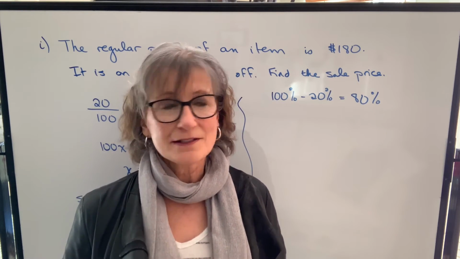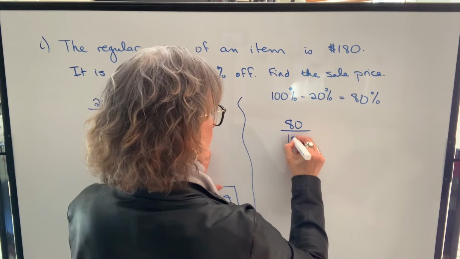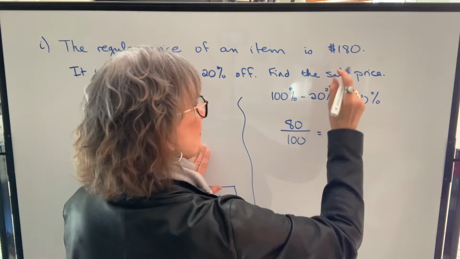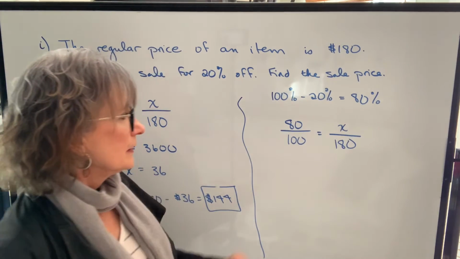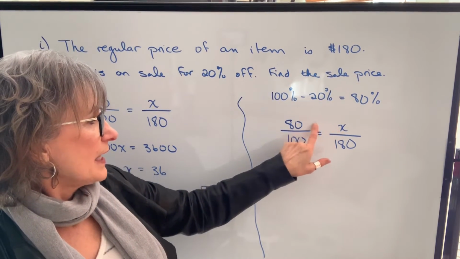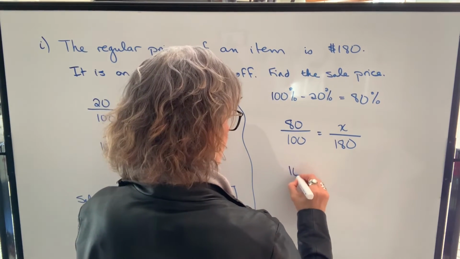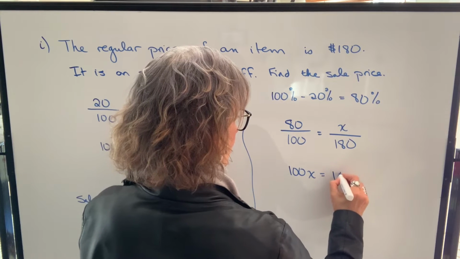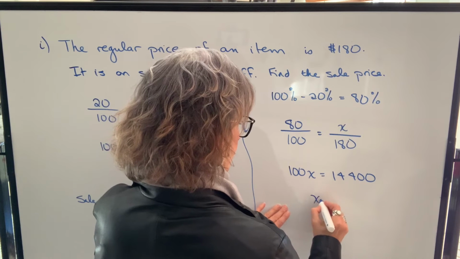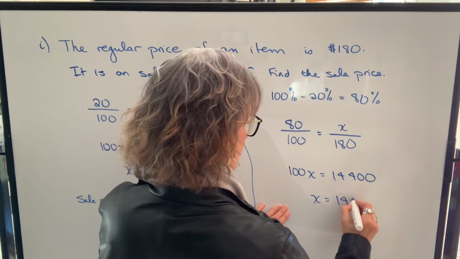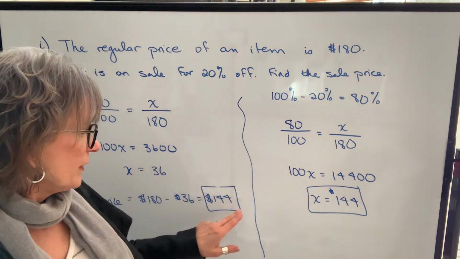Again, percent goes over 100, so 80 over 100 will equal, our base is still 180, so we're finding what 80% of $180 is. We cross multiply, 100x will equal 14,400. We divide by 100 to solve for x, and we get 144. So we get the same result.